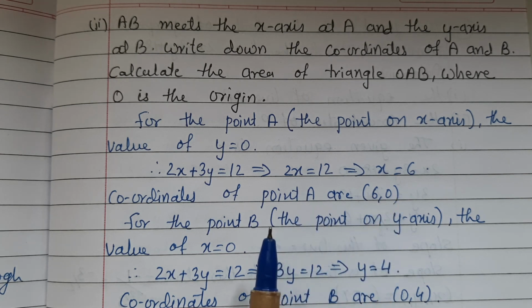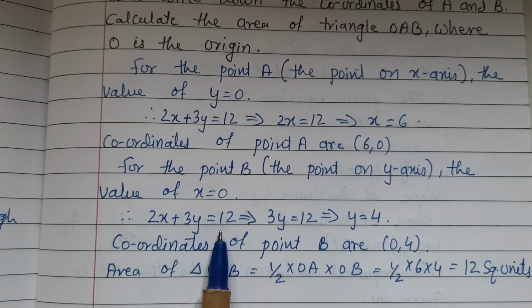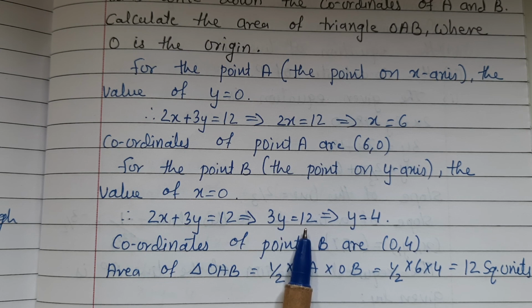For point B on the y-axis, the value of x equal to 0. Therefore, in 2x + 3y = 12, substitute x = 0, we get 3y = 12, which implies y = 4. Coordinates of point B are (0, 4). Area of triangle OAB equal to half OA into OB equal to half into 6 into 4 equal to 12 square units.